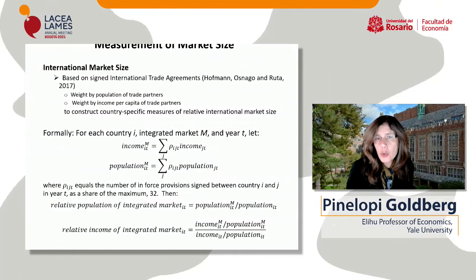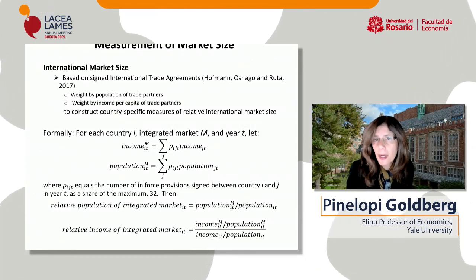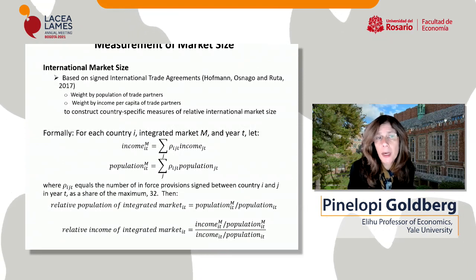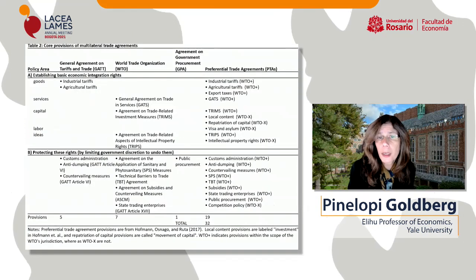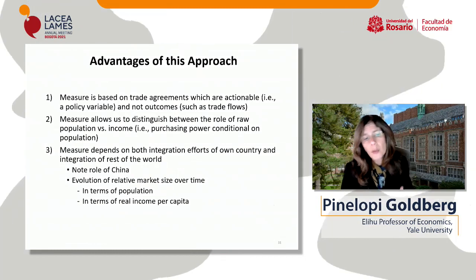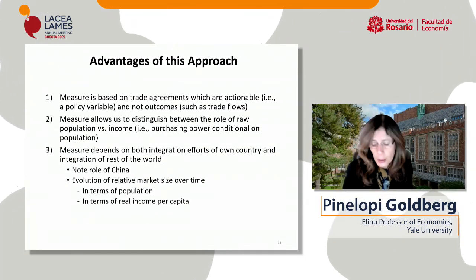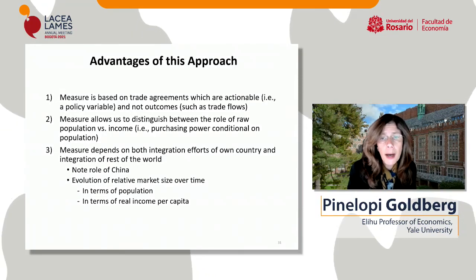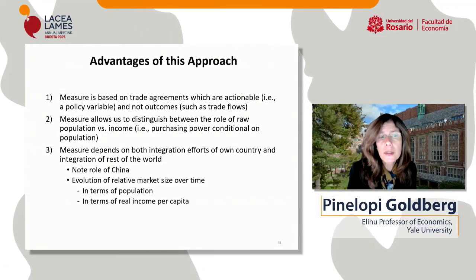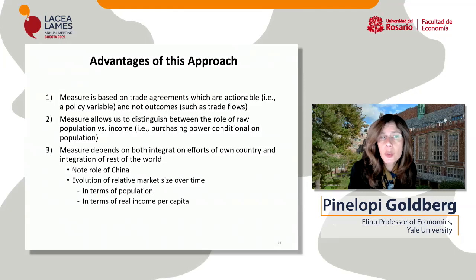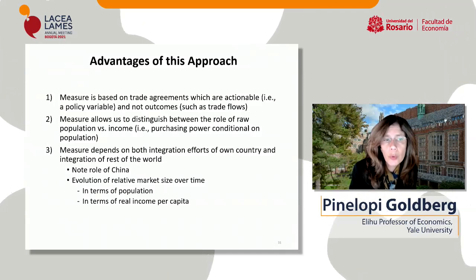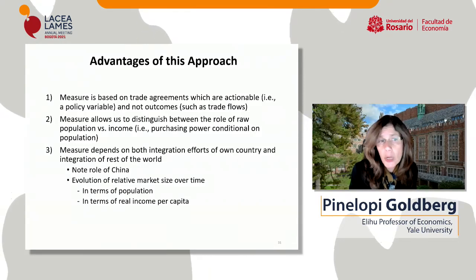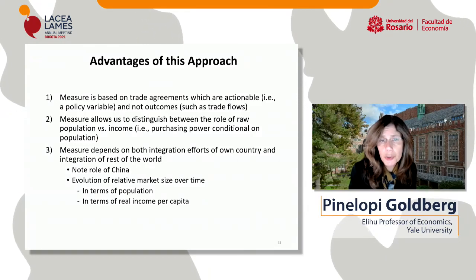We have one measure that captures the size of the market based on population, and another that captures the size of the market in terms of per capita income. We think that's quite interesting because it gives us two different measures, and as I'll show you in a moment, this is important. Another advantage is that the measure is based on trade agreements, which are actionable from the point of view of a government, so they are policy variables, and it's not based on outcomes, such as trade flows.